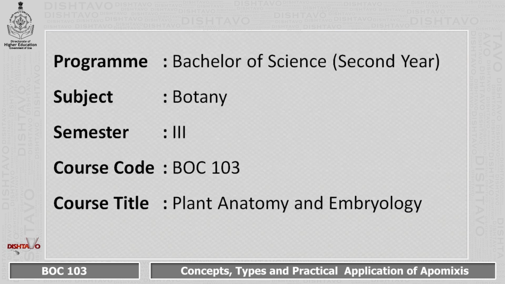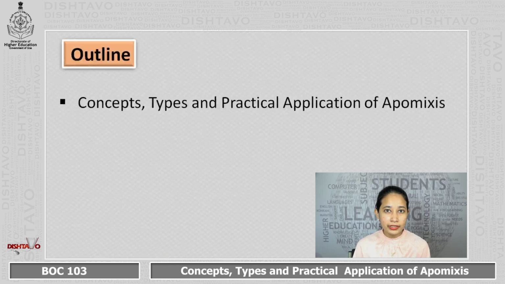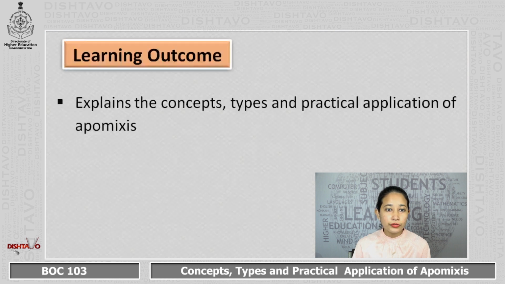Course code BOC 103, course title Plant Anatomy and Embryology. Title of the unit, Unit 8, Apomixis and Polyembryony. Module name, Concepts, Types and Practical Application of Apomixis. The module outline is Concepts, Types and Practical Application of Apomixis. The learning outcome of the module is to explain the concepts, types and practical application of Apomixis.